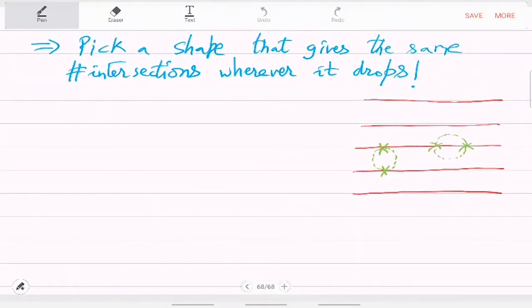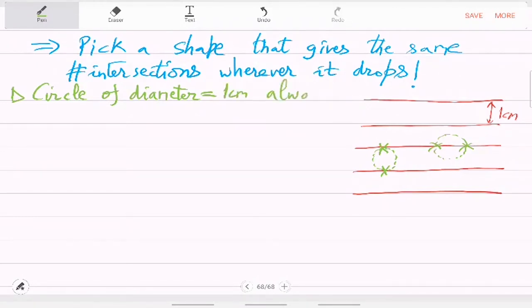So last time we saw that if we drop a circle of diameter equal to the distance between the lines, which is 1 centimeter, it always gives 2 intersections. Right? If it falls directly in the middle of the 2 lines, then you get these as tangent points. If it falls somewhere else, then you get an intersection with a single line. So it is always 2.